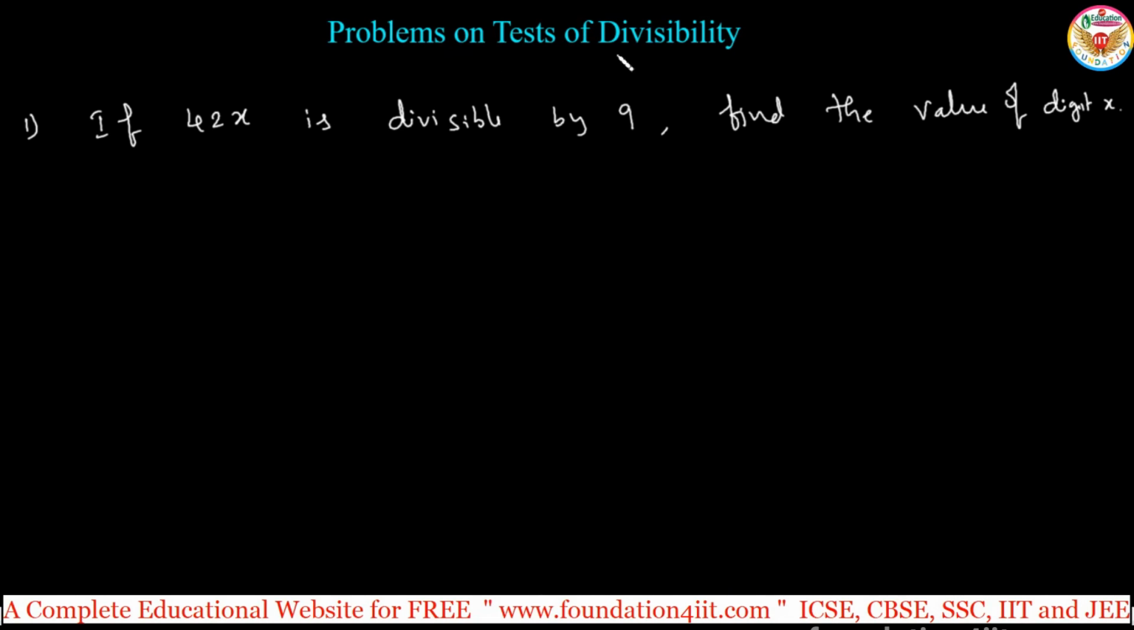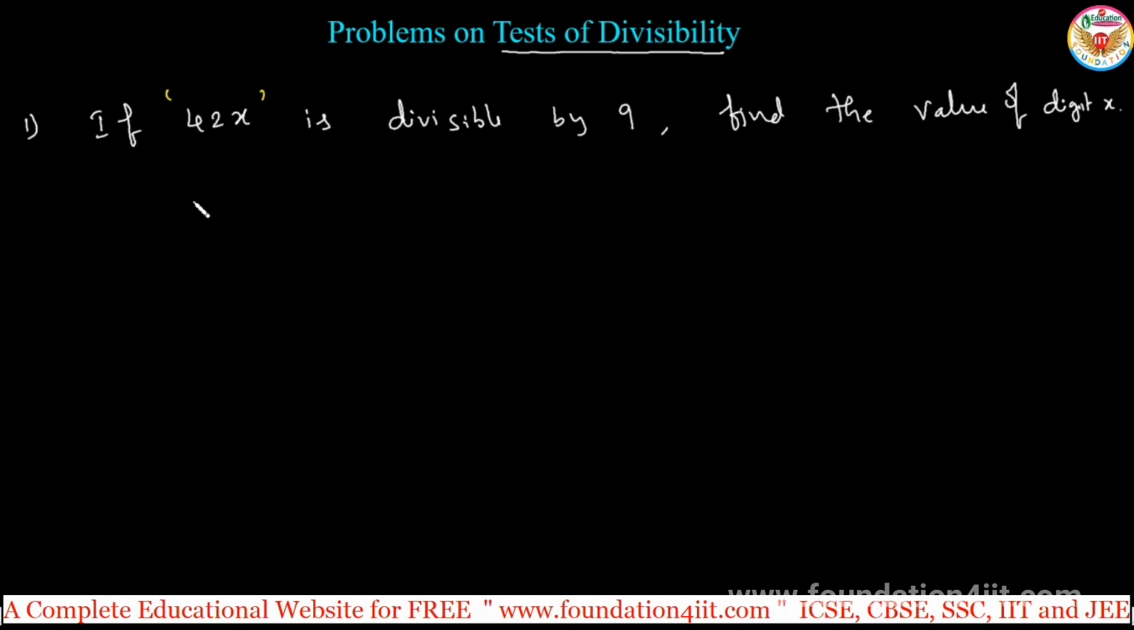Problems on tests of divisibility. After you understand the divisibility rules, let us see how word problems are asked based on these rules and solve them. We should already know the divisibility rules perfectly, then only we can answer this. The question is, if 42x, where x is a digit like 421, 422, 423, is divisible by 9, find the value of x.